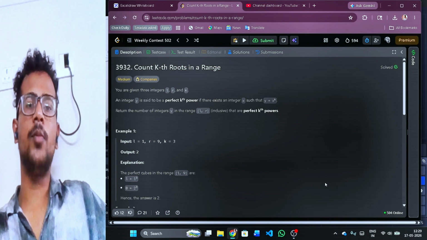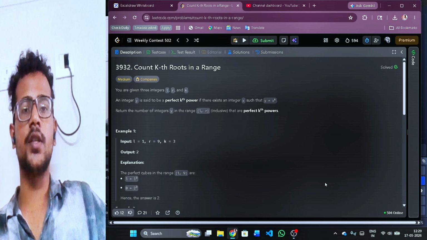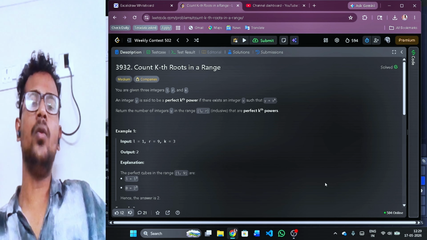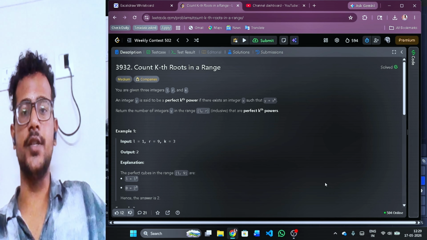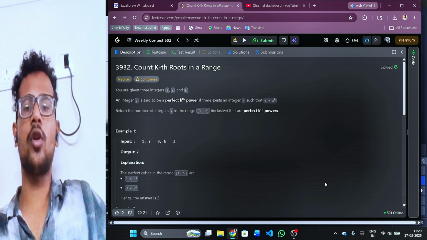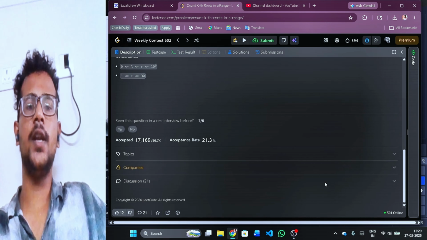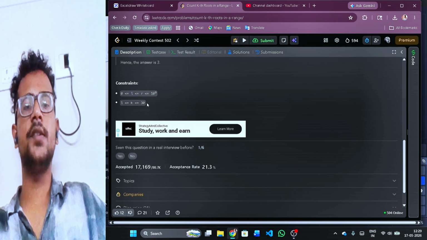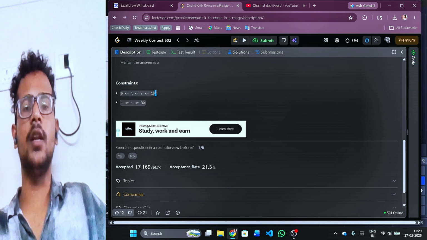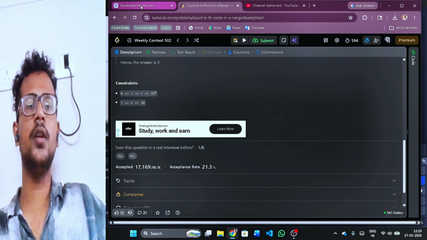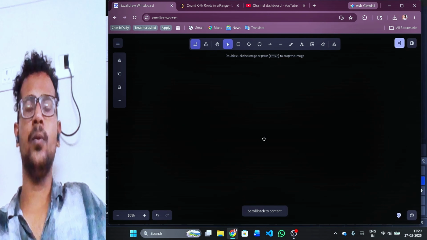This is the second problem of LeetCode Weekly Contest 502: Count kth roots in a range. I'll explain the problem, but before going to the description, let us go through the constraints. They said that L and R can be up to 1e9 and K can be up to 30, right?